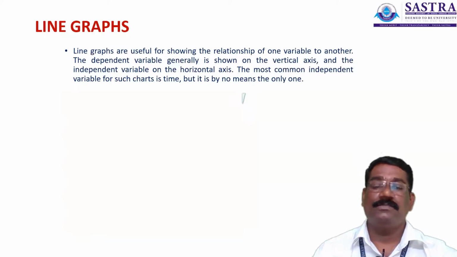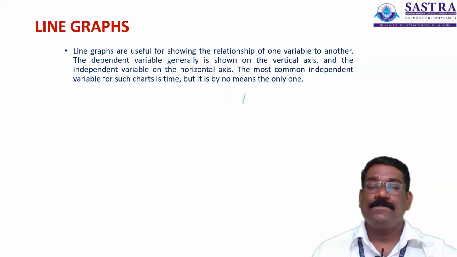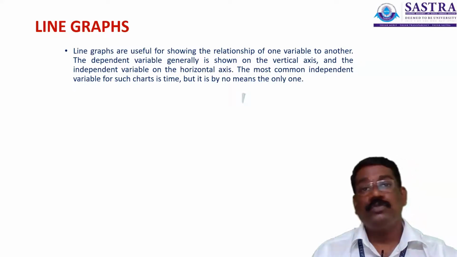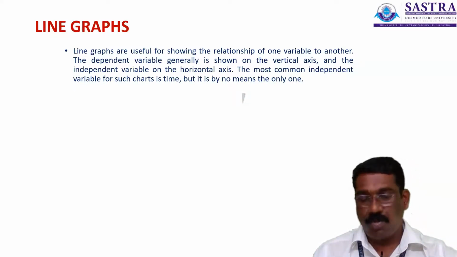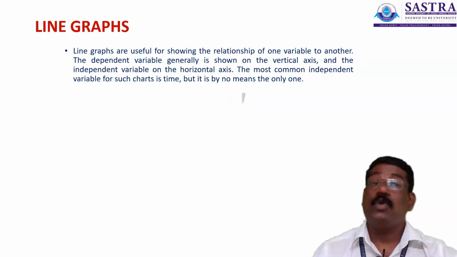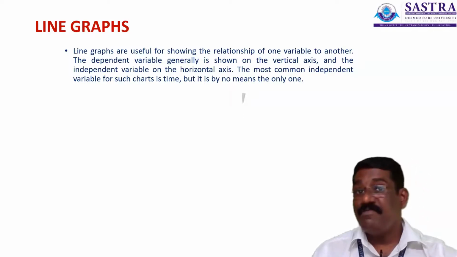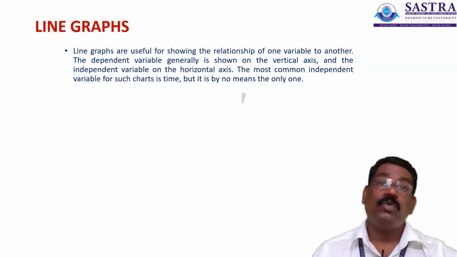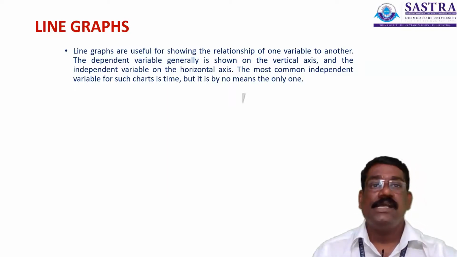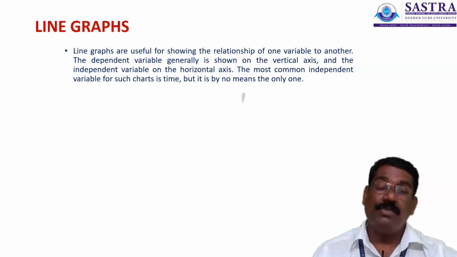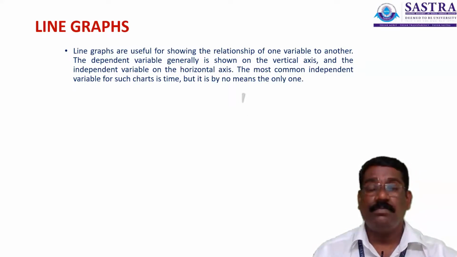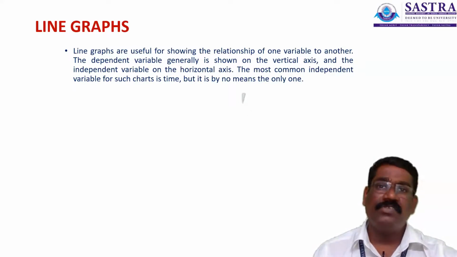And moving further, let's talk about line graphs. Line graphs are useful for showing the relationship of one variable to another. The dependent variable generally is shown on the vertical axis and the independent variable on the horizontal axis. The most common independent variable for such charts is time, but it is by no means the only one.